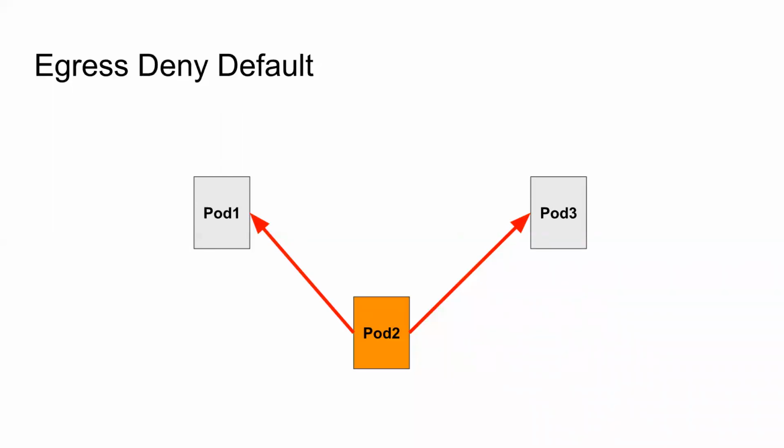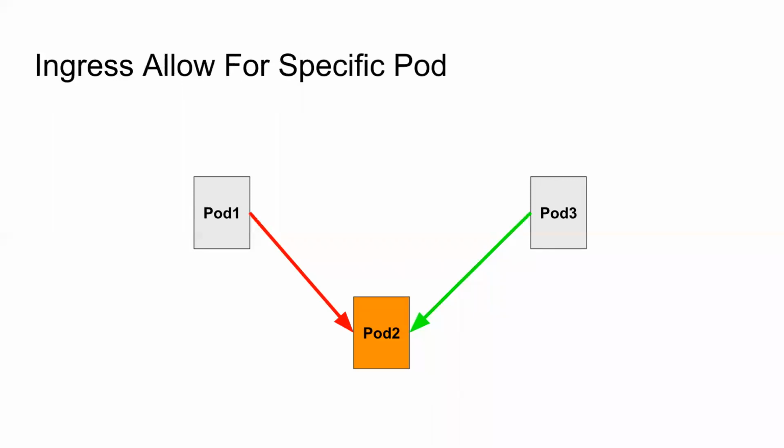What about the deny part? So you may need to have a rule in a way that pod 2 cannot connect to pod 3 and pod 1 by using some egress rules. So in some situation, you may say that, okay, pod 1 cannot connect to pod 2, but pod 3 can connect to pod 2. Then there will be something like this.